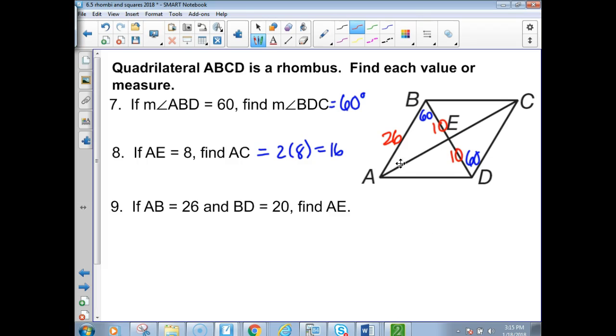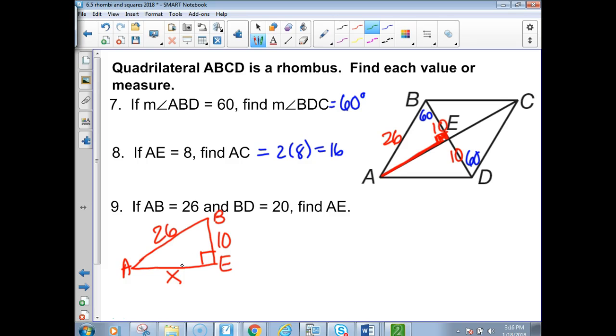Find AE. They want me to find this. Well, I know there's a right angle here because the diagonals are perpendicular. So I just found out I've got a right triangle there. I'm going to draw it over here. This is A, B, and E. AB was 26, BE is 10. How can I find AE? I'm going to put an X on it. Pythagorean theorem again.